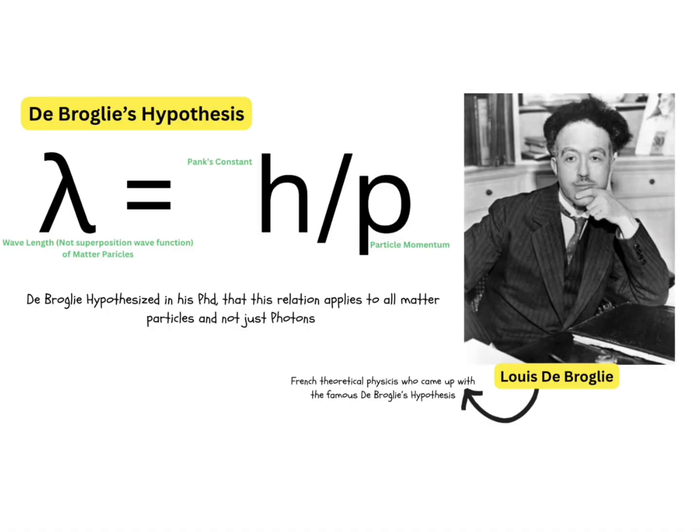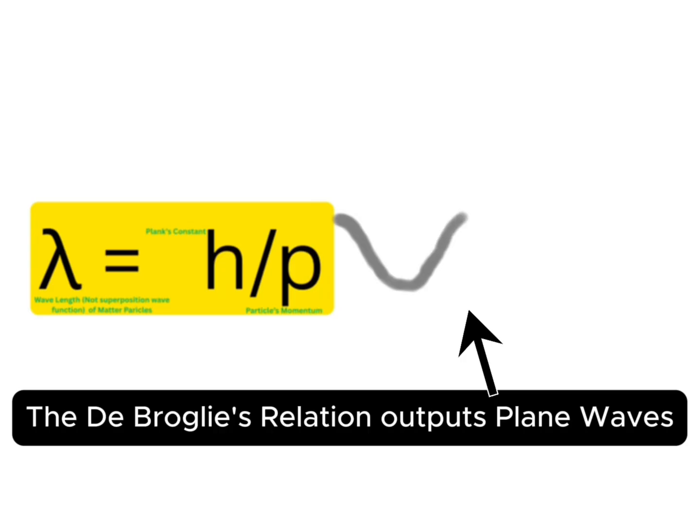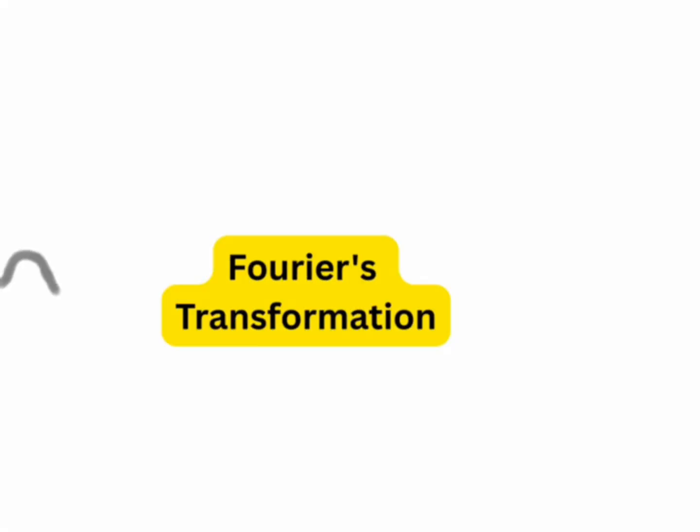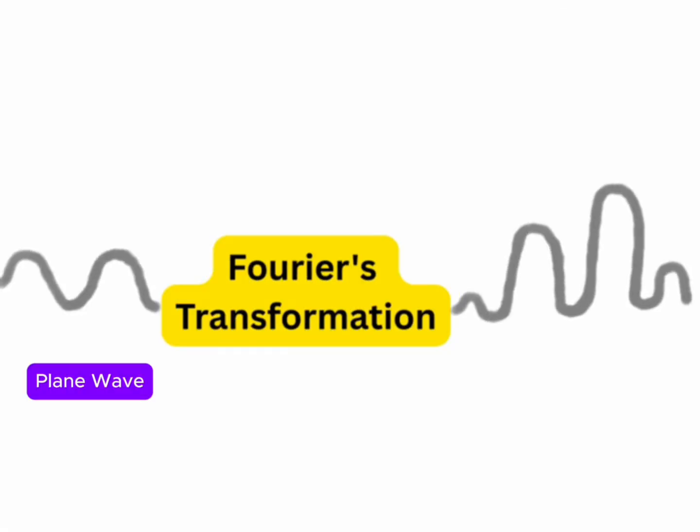To actually solve this equation, we use the de Broglie relation, which states that a particle's wavelength equals Planck's constant divided by its momentum. With that, we construct many plane waves and then apply a Fourier transform to merge these plane waves into a single superposition waveform.